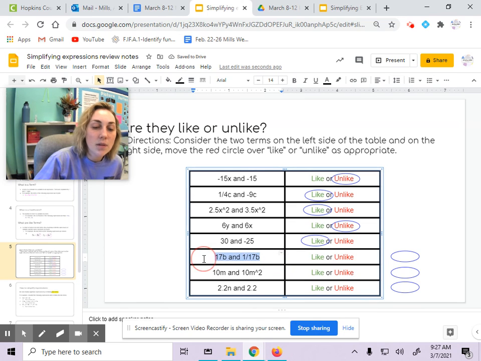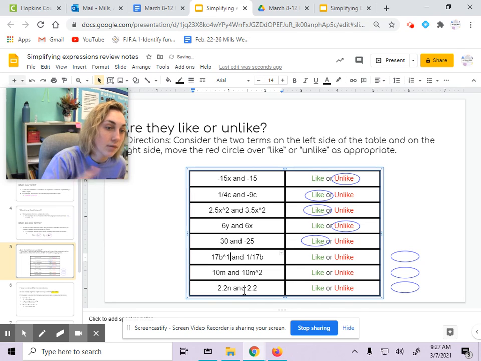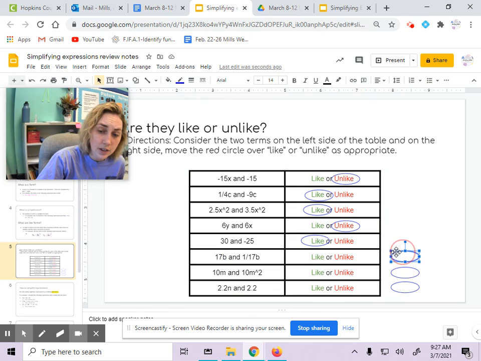All right, here's our next one. We have 17b and then 1 over 17b. These both have the same variable, which is b, and then they have the same exponent. You can't really see it, but if you have a variable by itself, that's b to the first power. But I digress. They both have the same variable, b. Therefore, these are like terms, and you can, in fact, combine them.